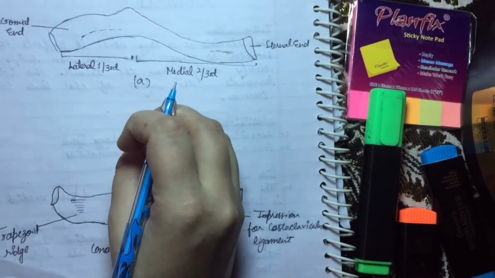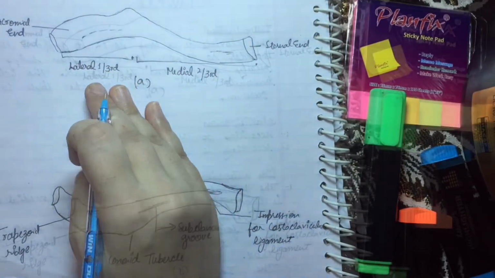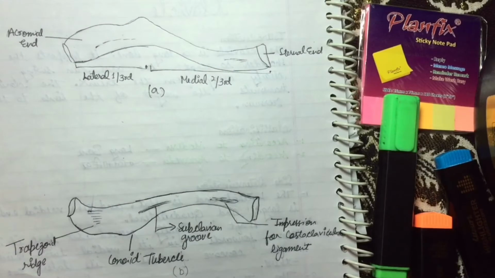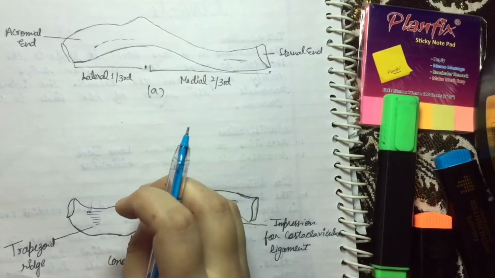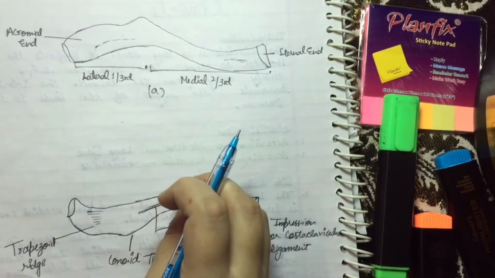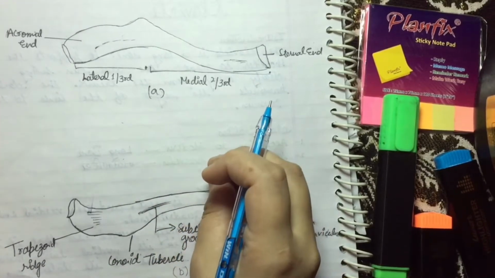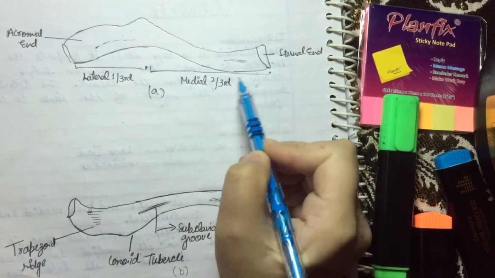The anterior border is concave forward and the posterior border is convex backward. The superior surface is subcutaneous and the inferior surface presents an elevation called the conoid tubercle and a ridge called the trapezoid ridge. So now we talk about the medial two thirds of the shaft.